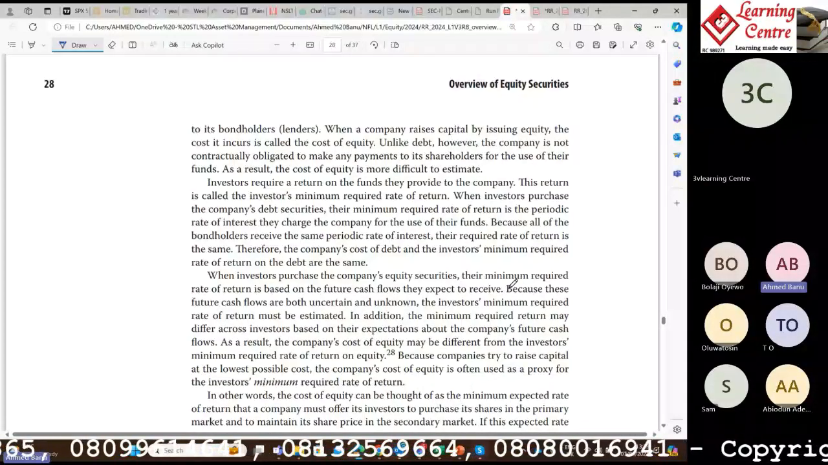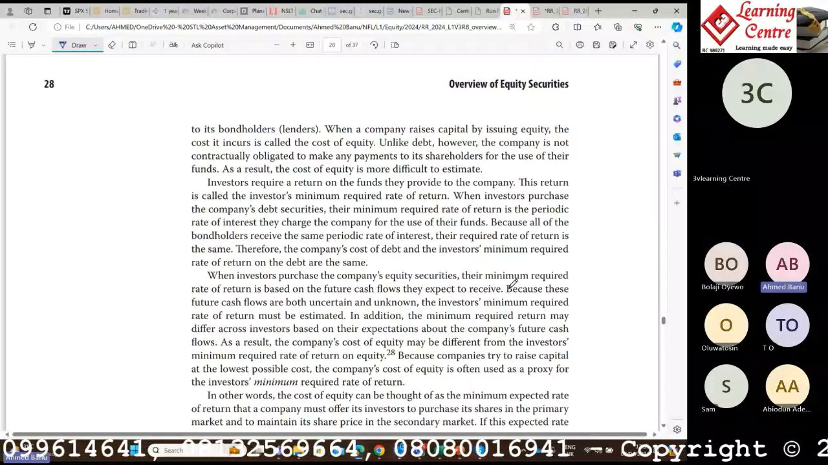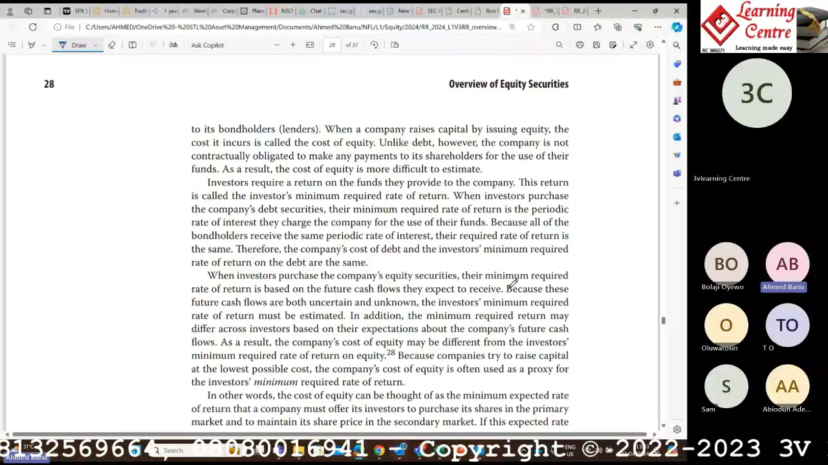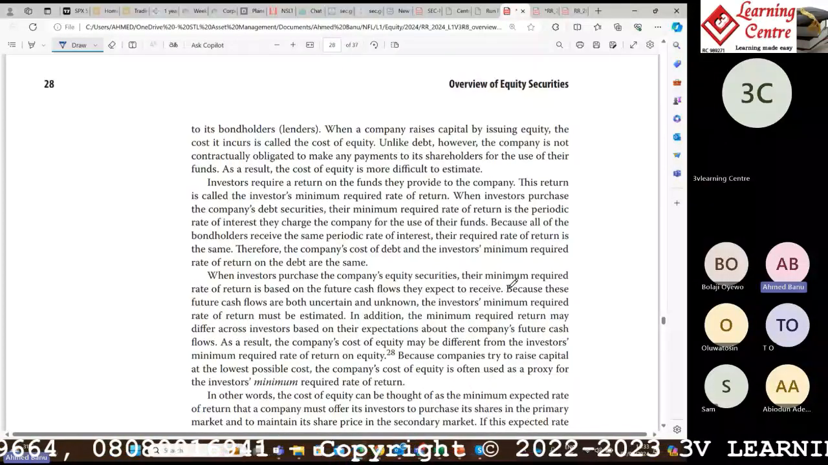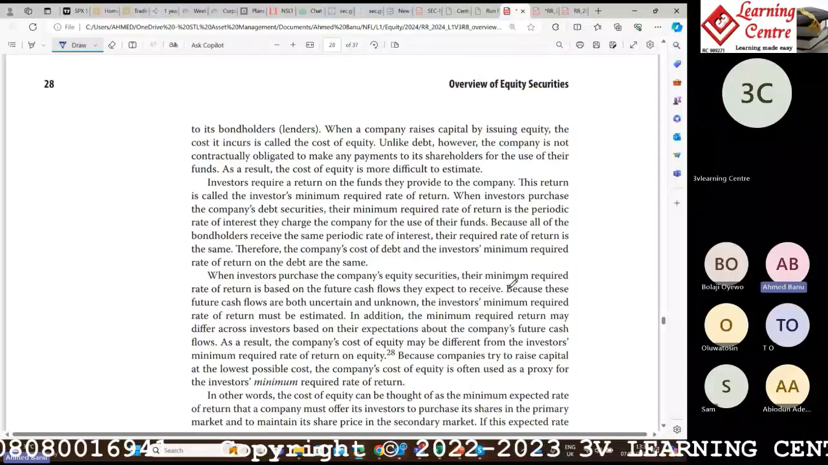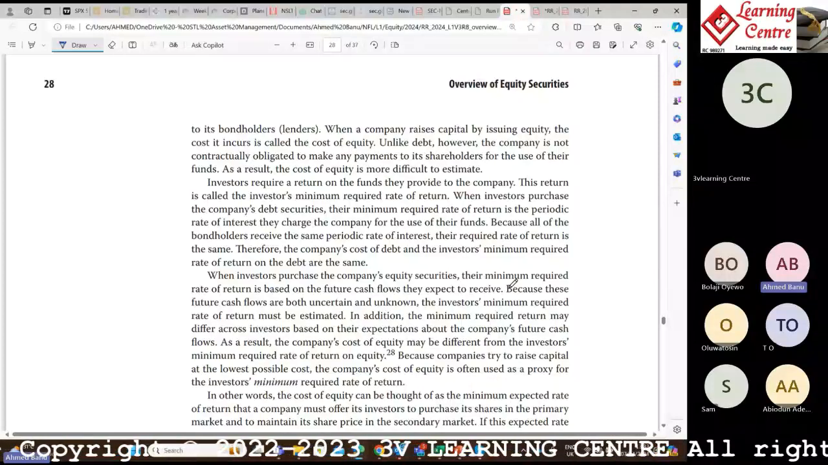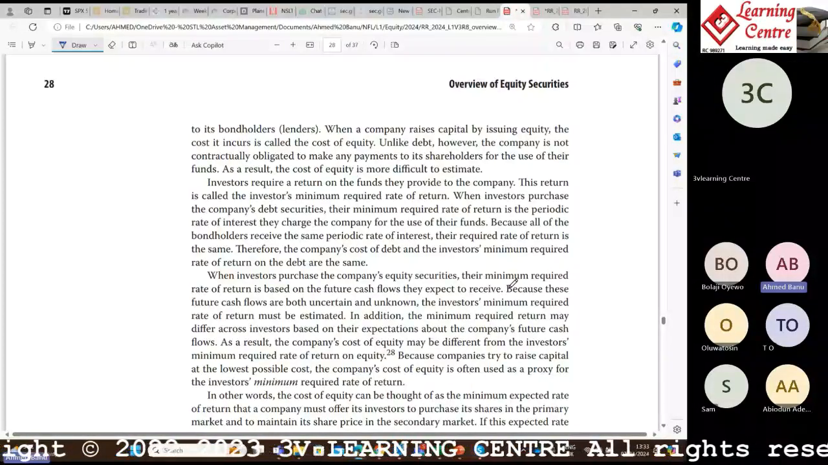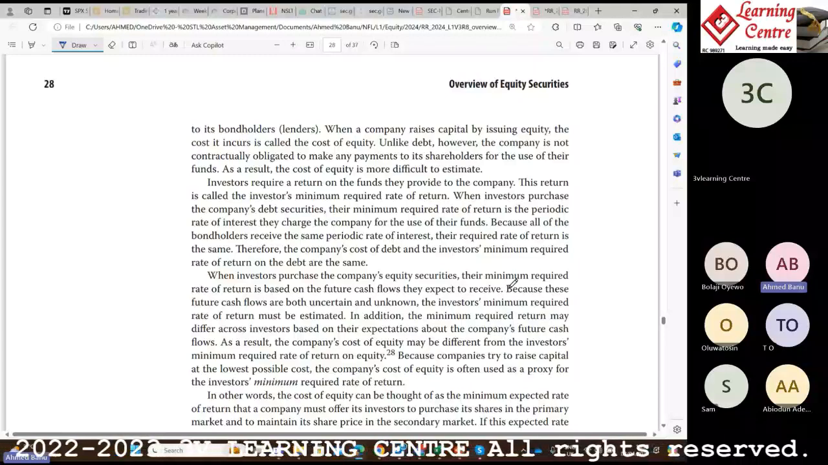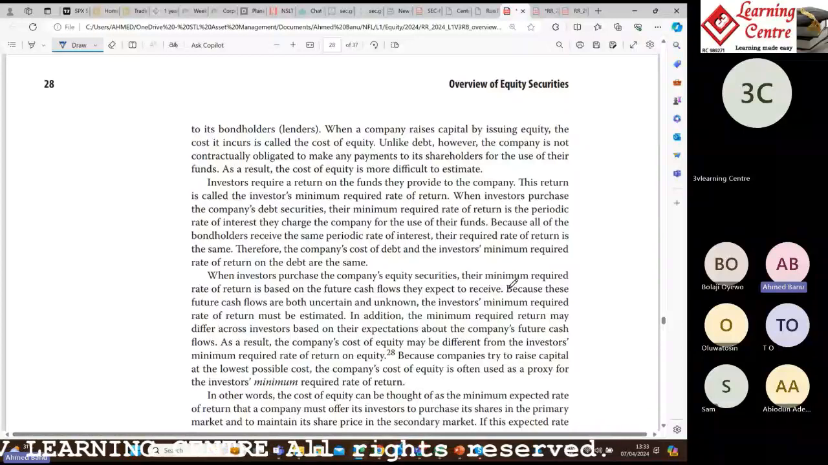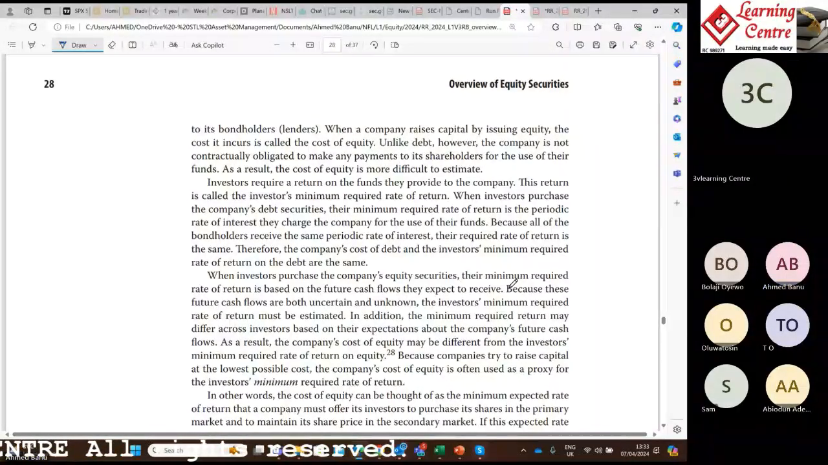When investors purchase the company's equity securities, their minimum required rate of return is based on the future cash flows they expect to receive. Because these future cash flows are both uncertain and unknown, the investor's minimum required rate of return must be estimated. In addition, the minimum required return may differ across investors based on their expectation about the company's future cash flows. People are forecasting these cash flows differently.